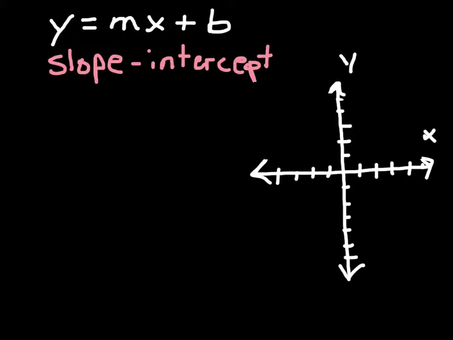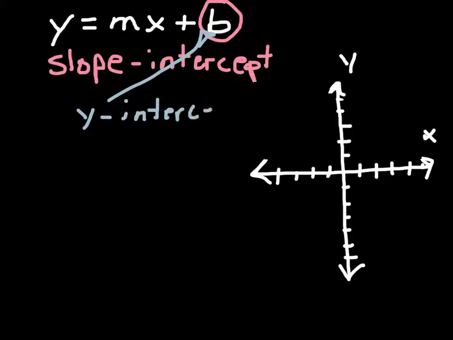y is always equal to something. In other words, we've solved or isolated the y variable, and y is equal to some number times x, and we'll call that number m, plus some other number b. Now, I'm going to concentrate on the b part of it. That's not a 6, it's a b. The b part of it is what we call the y-intercept.